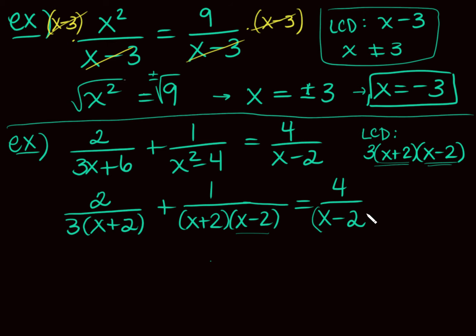Now, if this happened to be, which it's not, but if this had happened to be like x minus 2 quantity squared, we would need to bring in one more x minus 2 because I need to make sure that denominator is going to cancel. All right, people, let's do this.